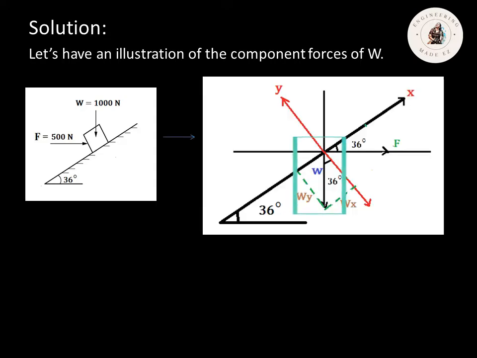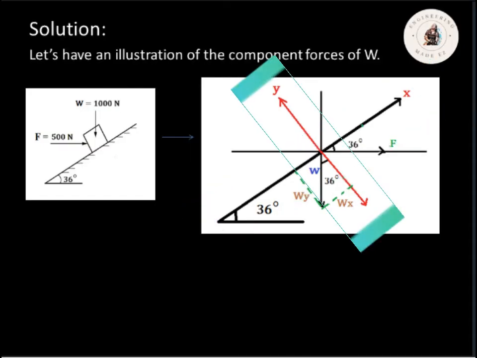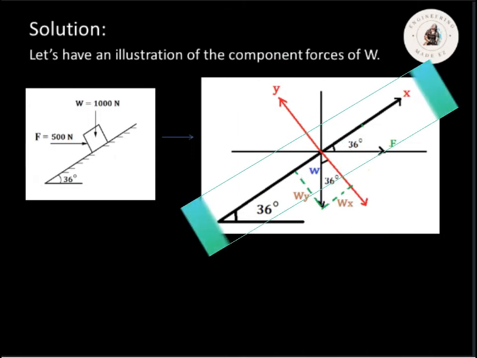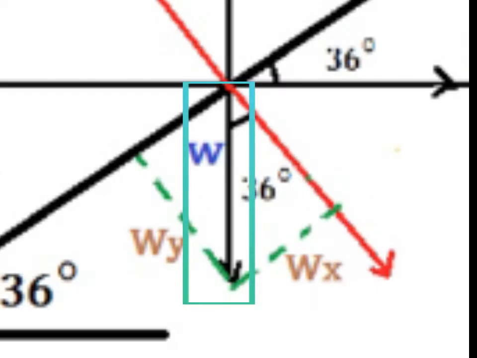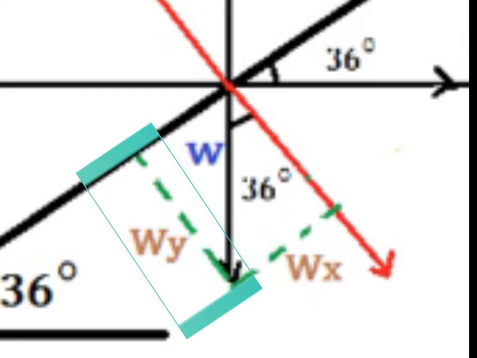So if we're going to look at our weight W, as you can see, it is going downwards. If we're going to get the components of our W, take note that our X and Y here is tilted on a specific angle. So in this case, our X will be in line with our inclined plane, which is 36 degrees. So if this is our weight W, drawing a line which is parallel to our incline, we have this, which is Wx, and drawing a line perpendicular to our incline, so this will serve as our Wy.